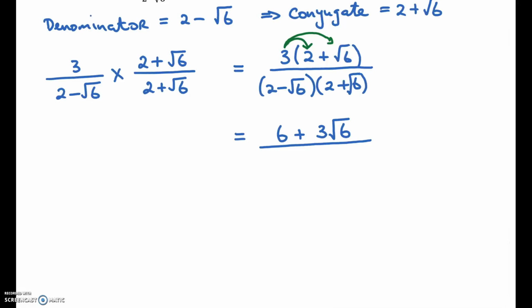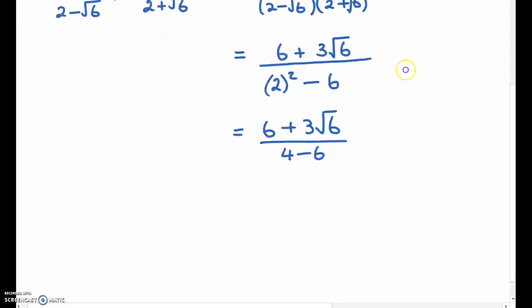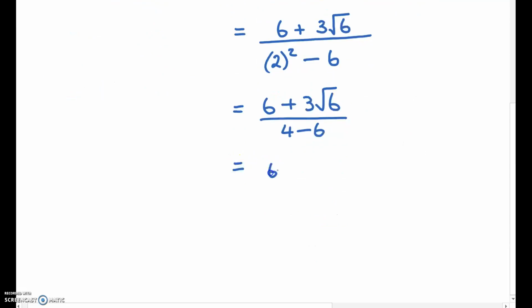Now you can use FOIL to multiply that out, or you can use the shortcut that we did a few moments ago. The shortcut would be the first one squared, so 2 squared, and then minus the second number, the number under the square root sign, and we don't square it. We just leave it as it is. So on the top that's going to be 6 plus 3 root 6, and on the bottom 2 squared is 4 minus 6. So that's going to give you 6 plus 3 root 6 divided by negative 2. You can leave it like that, or you can split it up.